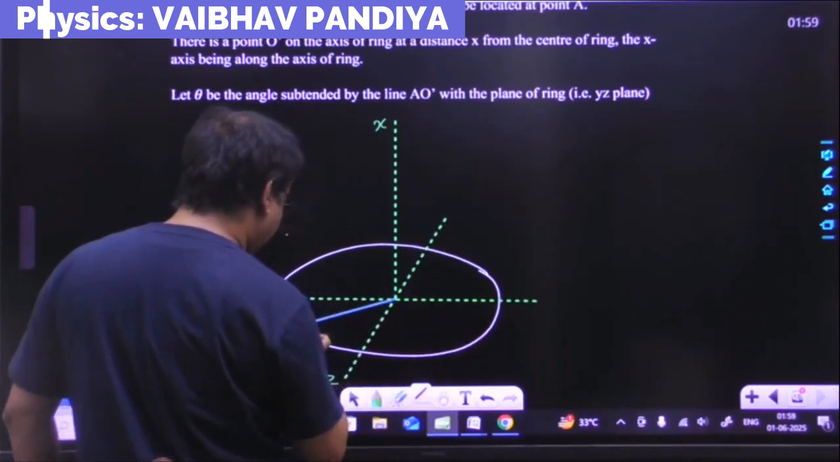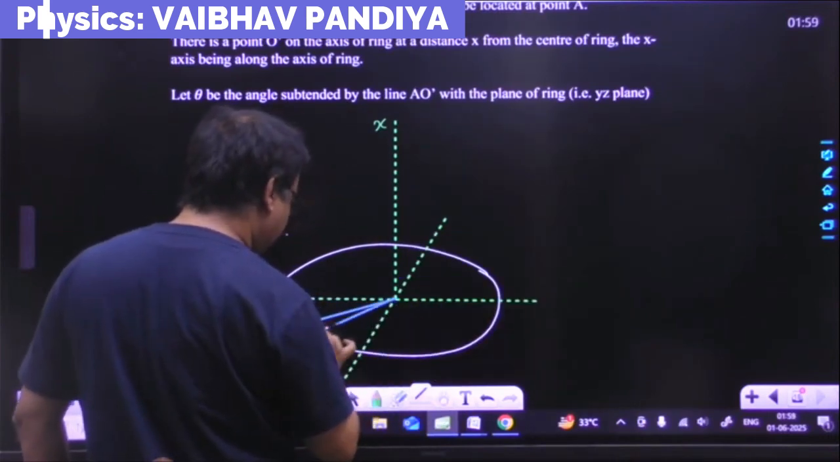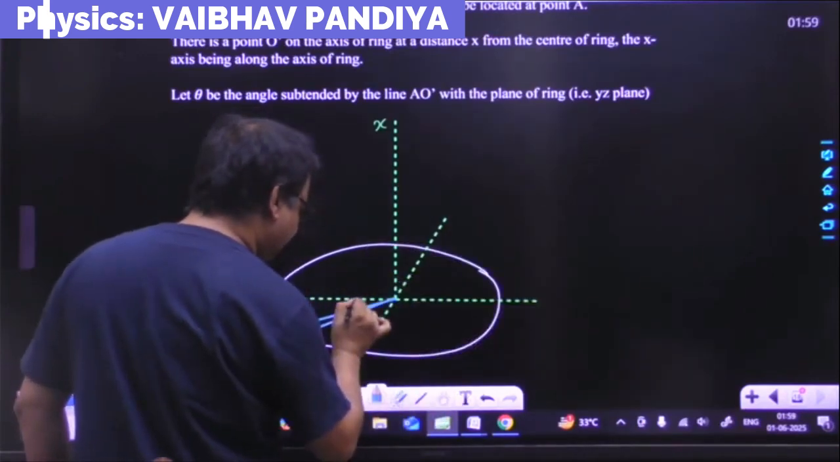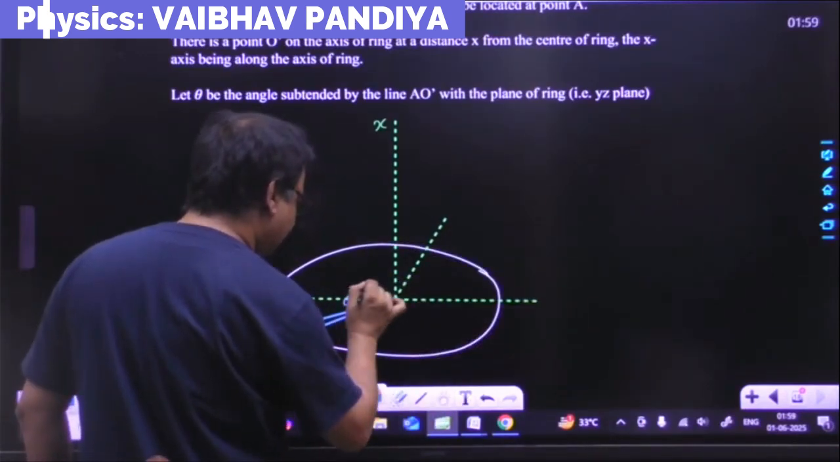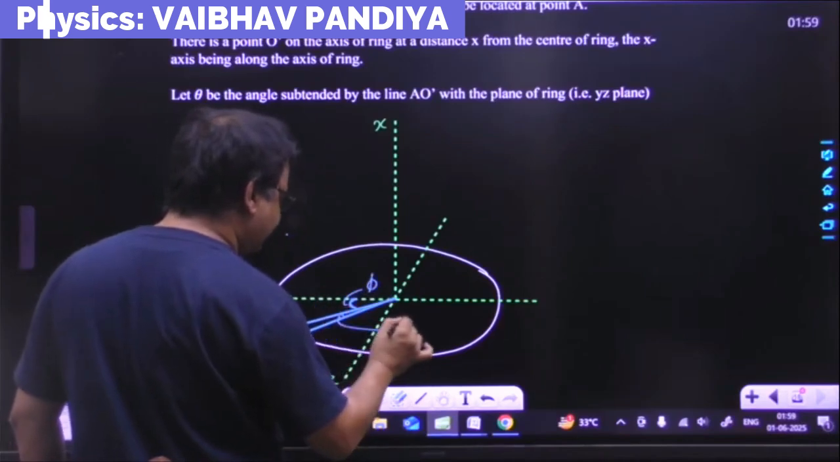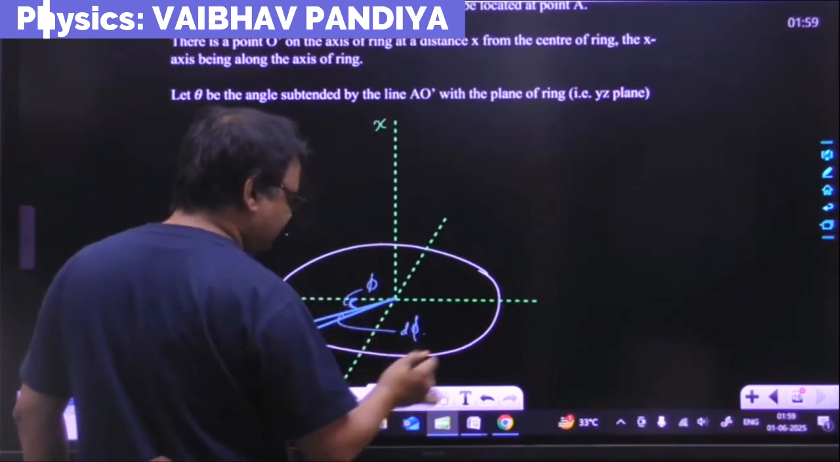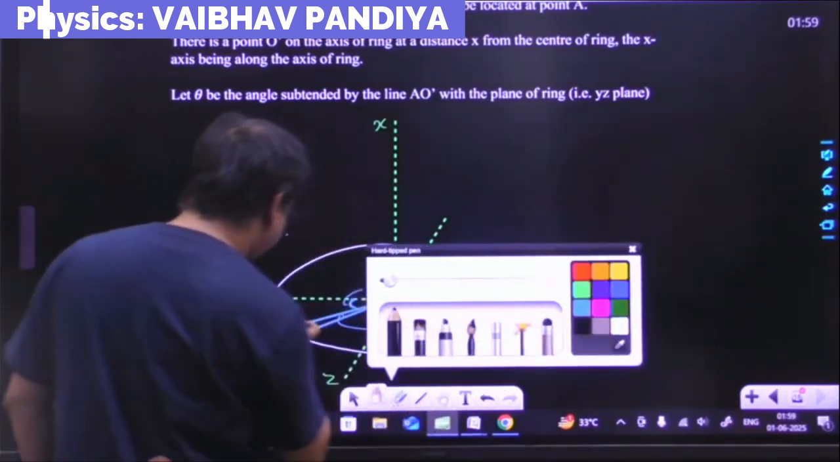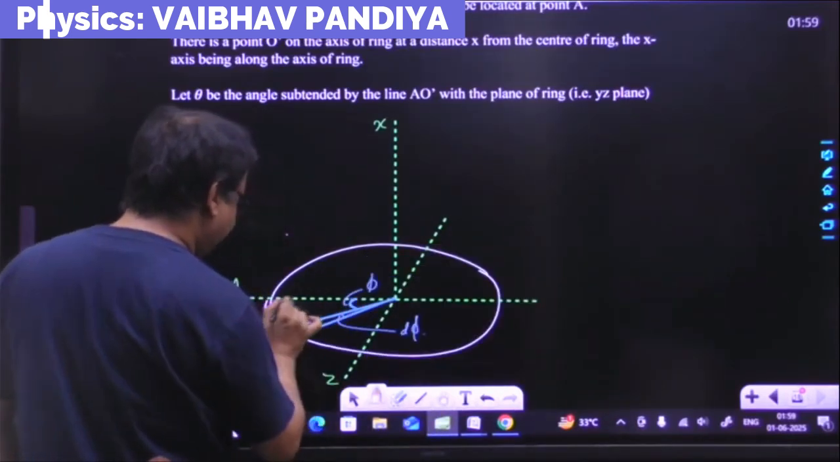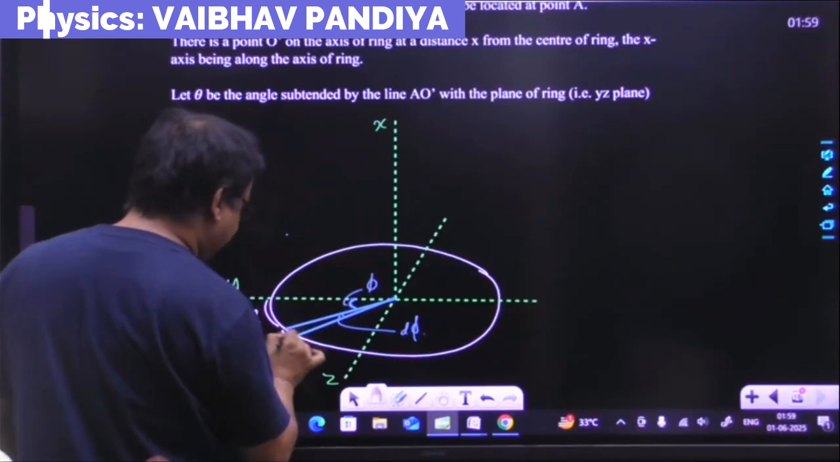We have to take one element dq at an azimuthal angle phi. So this angle is phi, the azimuthal angle in the plane of the ring, and this angular width is d phi, as I told you a bit earlier. That's why I told you the skill ahead. The angular position is phi, the linear position is L, the linear width is dl, and the linear element dl has a charge dq.